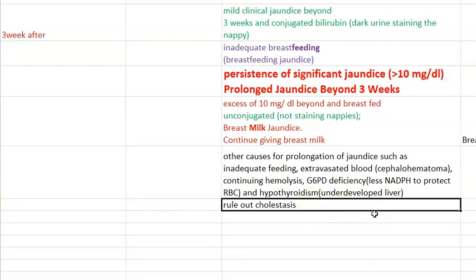Okay. Then you also have to rule out cholestasis. Cholestasis is obstructive jaundice, isn't it? So there is some obstruction to bile secretion into the intestine, etc. So you have to check the stool color, steatorrhea and all. Now did you understand, guys?